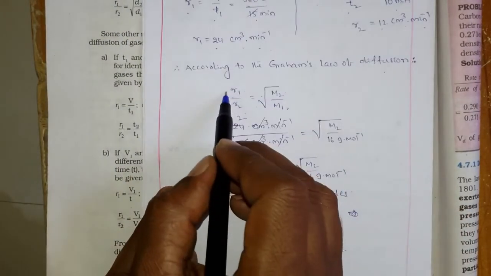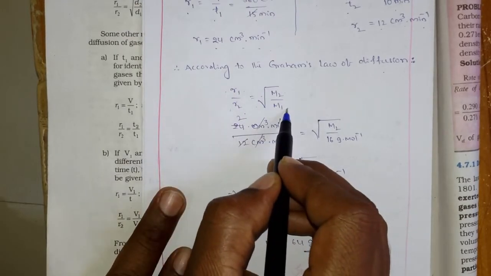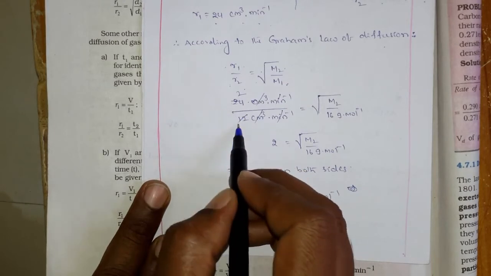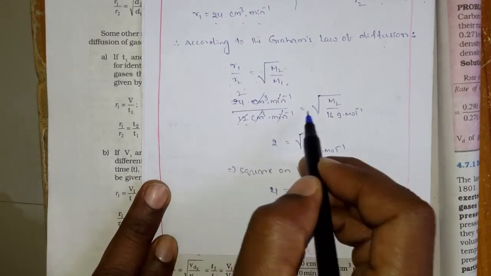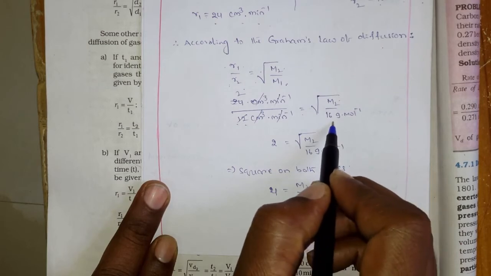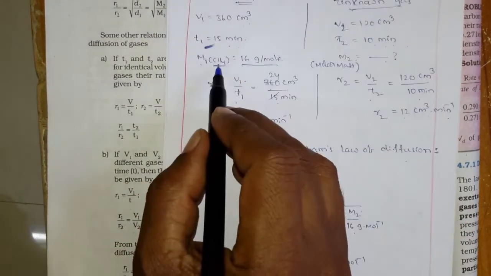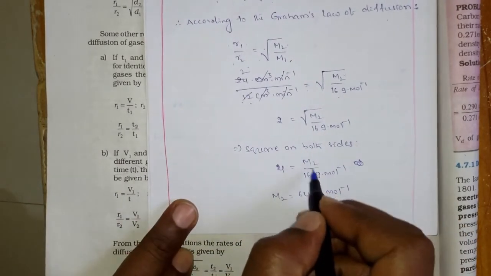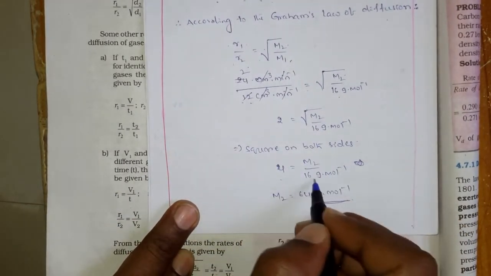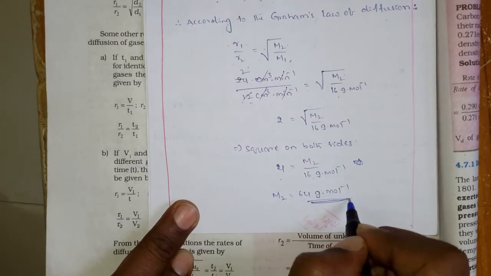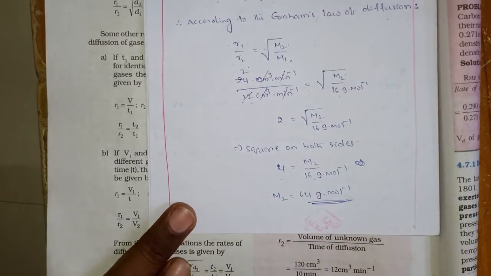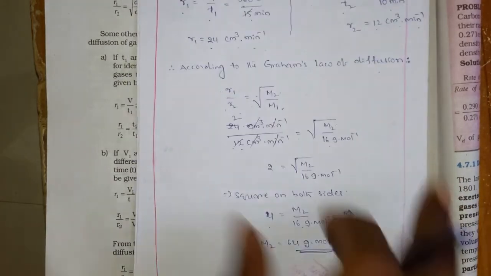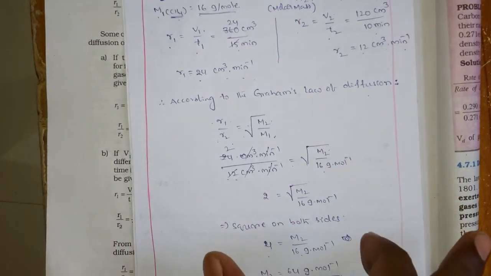Okay, so you know R1, R2 as well as M1, and you need to find the M2 value. Substitute: 24 divided by 12 is equal to the square root of M2 by 16, where 16 is the molar mass of methane. So M2 is equal to 4 into 16, that is 64 grams per mole. Like this you can calculate the molar masses of unknown gases using Graham's law of diffusion.